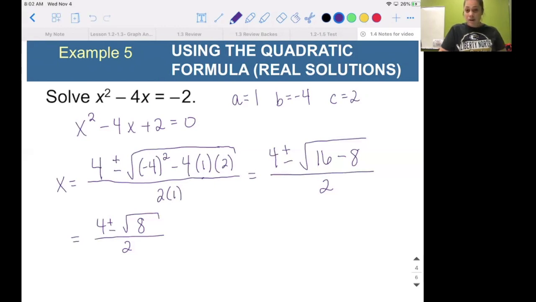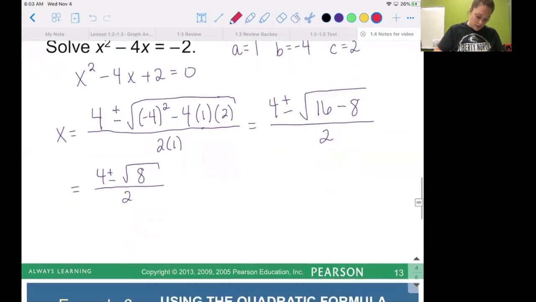Now we need to simplify the square root of 8. I like to do that off to the side. So I'm going to just scroll down here a little bit. And square root of 8 is equal to, what is the biggest perfect square that divides 8? Well, that would be 4. 4 times 2 is 8. So the square root of 8 simplifies to be 2 square root 2.